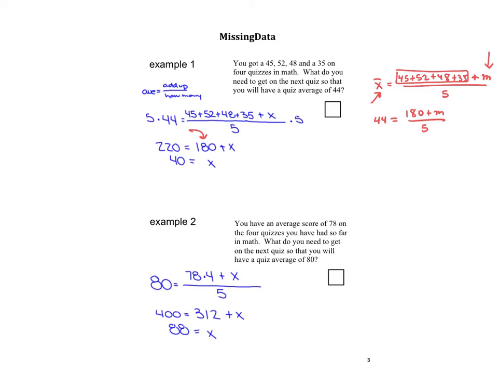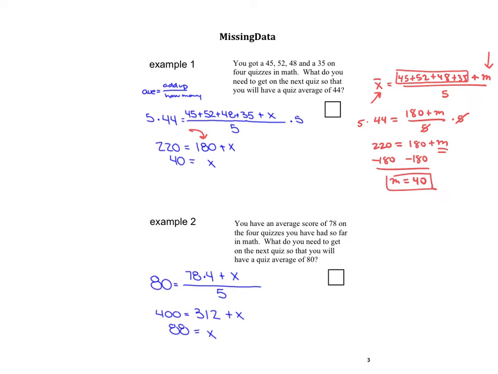Now this becomes a nice algebra problem where I can solve for M relatively easily. I multiply both sides by 5. What that does is that reduces this 5, making 220 equal to 180 plus M. Now M again is my 5th test or quiz score. I subtract 180 from both sides, and in order to maintain an average of 44, it looks like I have to get a 40 on my last quiz.